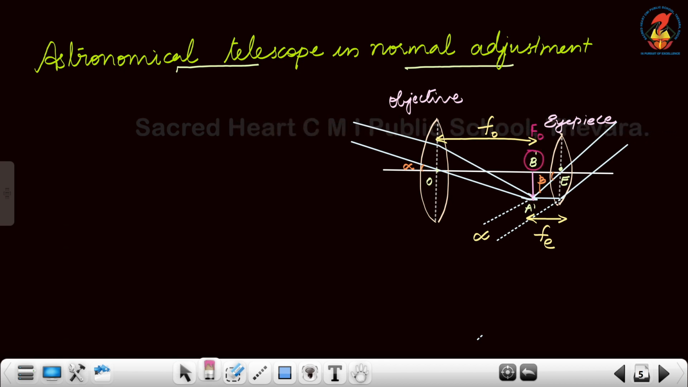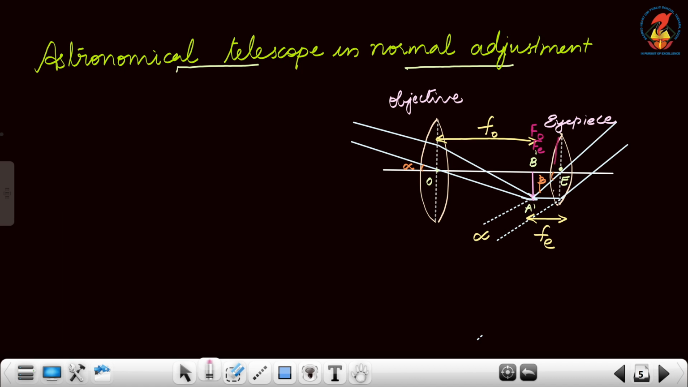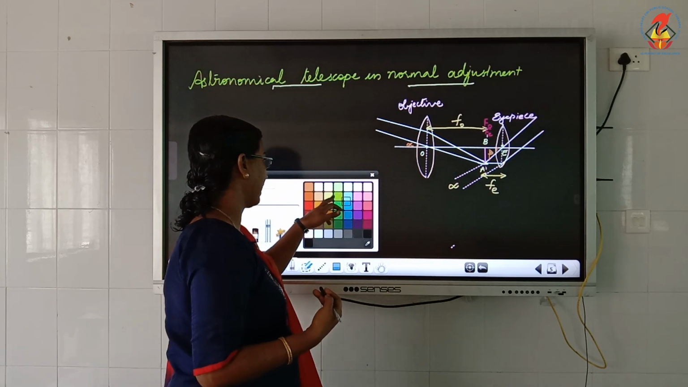Now the eyepiece is adjusted in such a way that this image A dash B dash is obtained at the focus of the eyepiece also, and you know this image, like the previous derivation, acts as a virtual object for the eyepiece, and rays from this image A dash B dash pass through the eyepiece and the final image is obtained at infinity. Now let us see what is the expression for magnification.